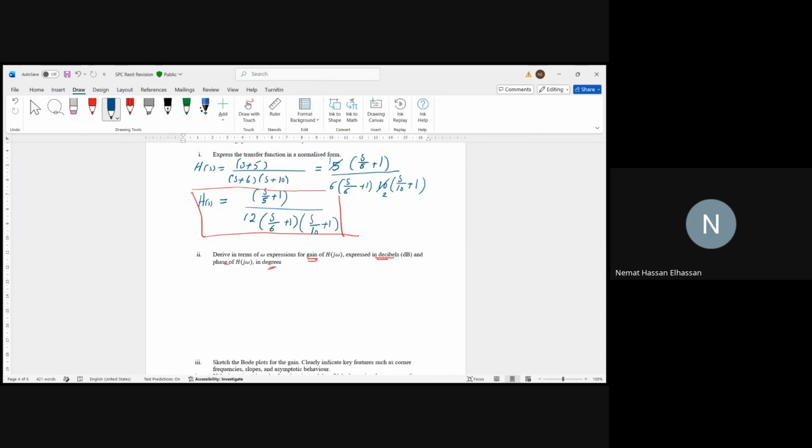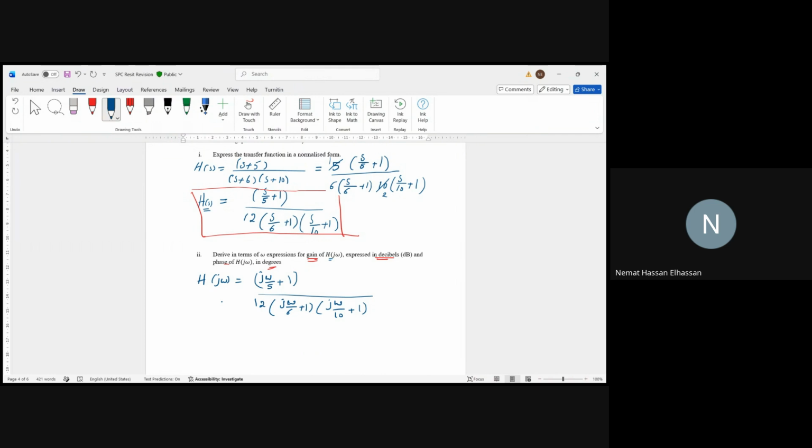So the first thing is, from part 1 I have H of s, so from part 2 I'll need H of j omega. So I'll just rewrite H of s as H of j omega, which will be j omega over 5 plus 1, divided by 12 times j omega over 6 plus 1 times j omega over 10 plus 1. That will be step 1, to rewrite H of s as H of j omega by replacing every s by j omega.